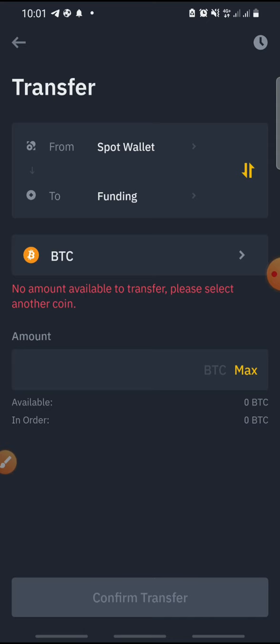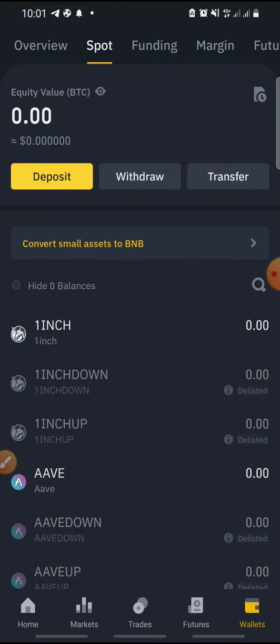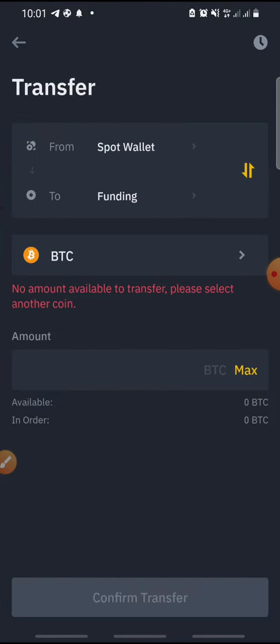Now, all the money you have, like I said, even though you send USDT, the money will be ranked in BTC because that is the base currency Binance is using. Okay, so let me do it again.